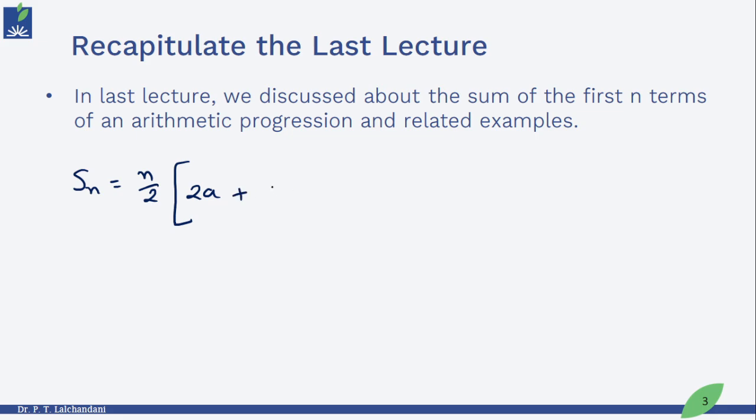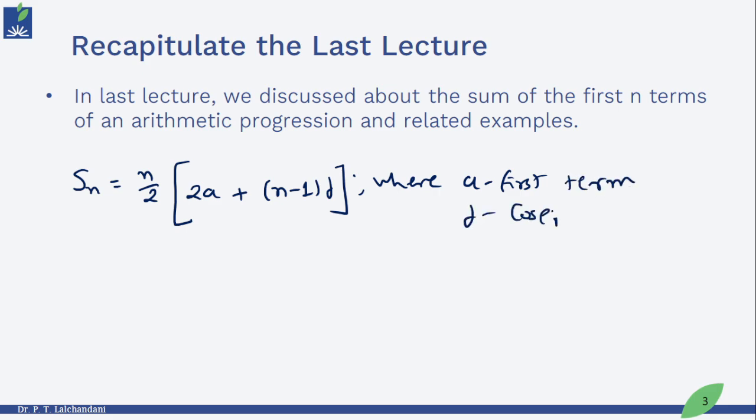twice a plus n minus 1 d, where a is the first term of the given progression and d is the consecutive difference, right? So we know that if we have the first term and the value of the consecutive difference, then we can easily find out the sum of first n terms.